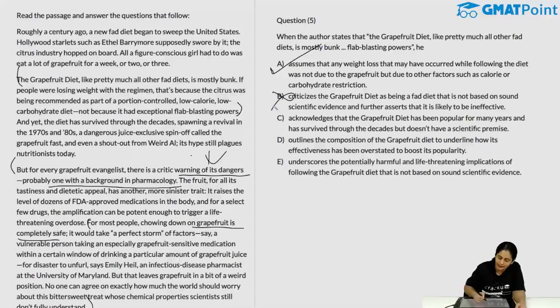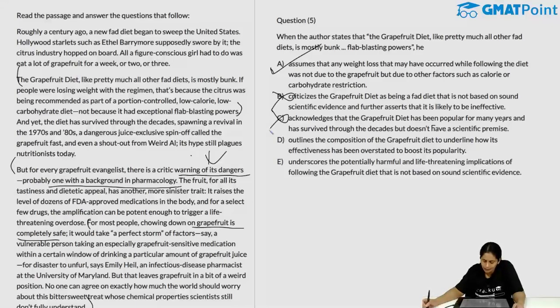So it misses the key component that if you find it effective, the grapefruit is not the cause of the effect. The other restrictions are the cause of the weight loss. So B misses that part, so we can eliminate option B. Acknowledges that the grapefruit diet has been popular for many years and has survived through the decades, but doesn't have a scientific premise. So it is not saying that it is popular. These lines are not really saying that. He does not acknowledge the popularity through those lines. So C also can be eliminated.